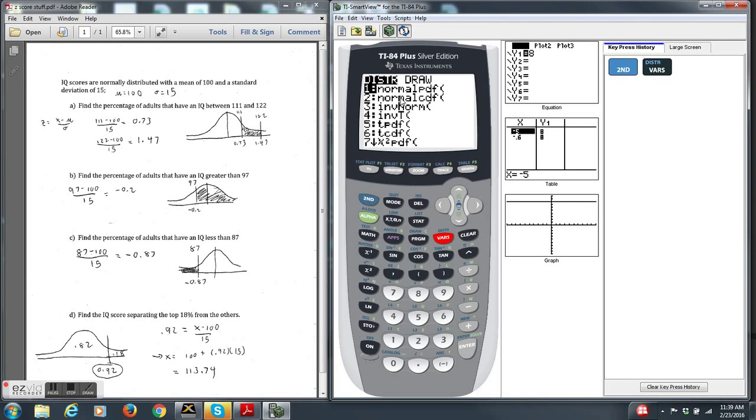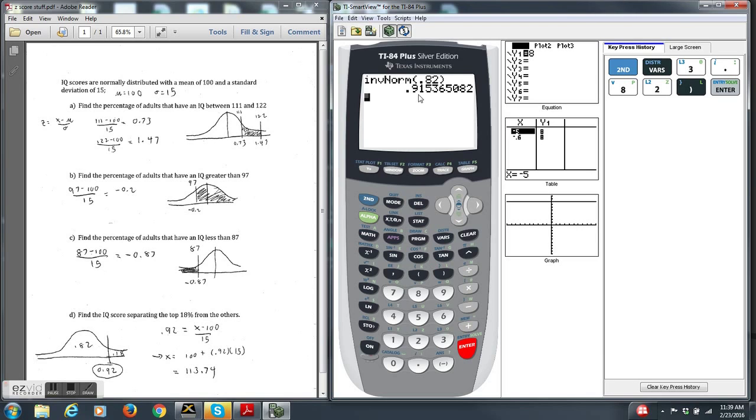Distribution, inverse norm, 3. And it's 0.82. I put in the area. And I get out the z-score, 0.92. And there you go. I've gone and plugged this in. And then since I want the IQ score, I just solved this for x. I multiplied both sides by 15. And I added 100. And then x is 113.74, which would be your answer. So I guess it's the one I actually put the answer in for.